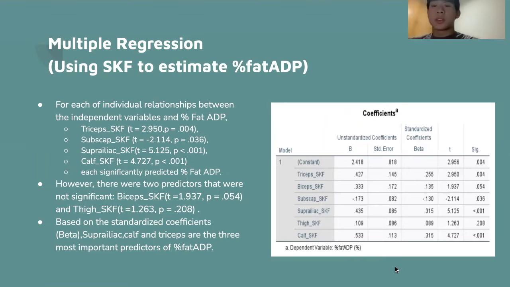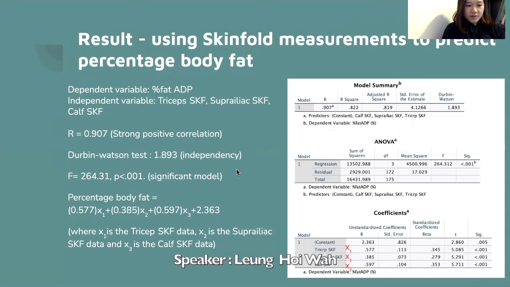However, there were two predictors that were not significant, which are bicep and thigh. The bicep t-value is 1.937 and the p-value is 0.054, and the t-value of thigh is 1.263 and the p-value is 0.208. Based on the standardized coefficients, the superior, calf, and triceps are the three most important predictors of percentage fat ADP. Then we run the regression again to find the best fit line for the three variables.